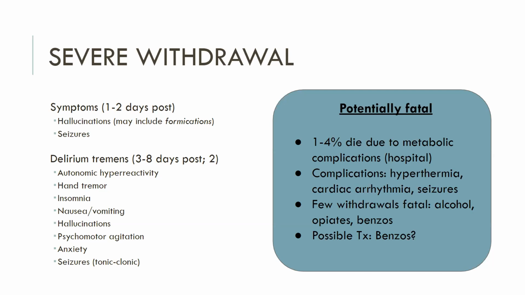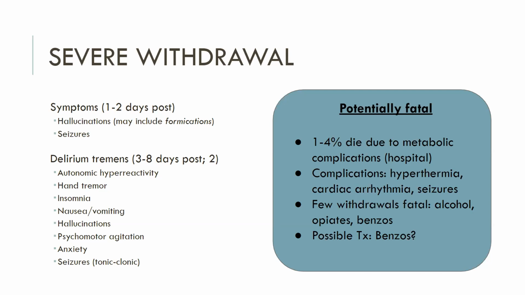We may also see seizures. 3 to 8 days post, we may see a symptom pattern called delirium tremens. And if we're seeing this, this is an indicator of severe withdrawal. So everything on this slide are indicators of severe withdrawal. These are not things that happen in every instance of withdrawal. These are things we're going to be seeing in dangerous, potentially fatal scenarios.